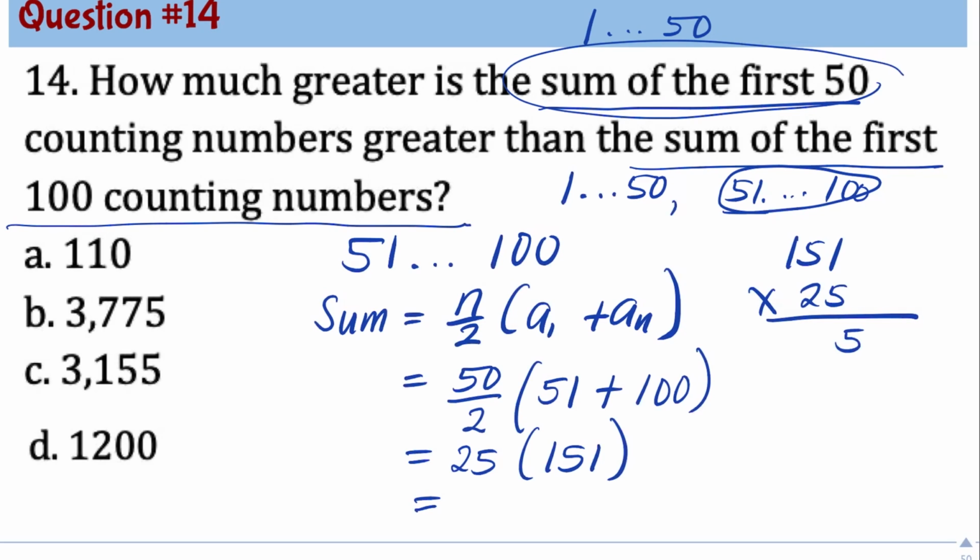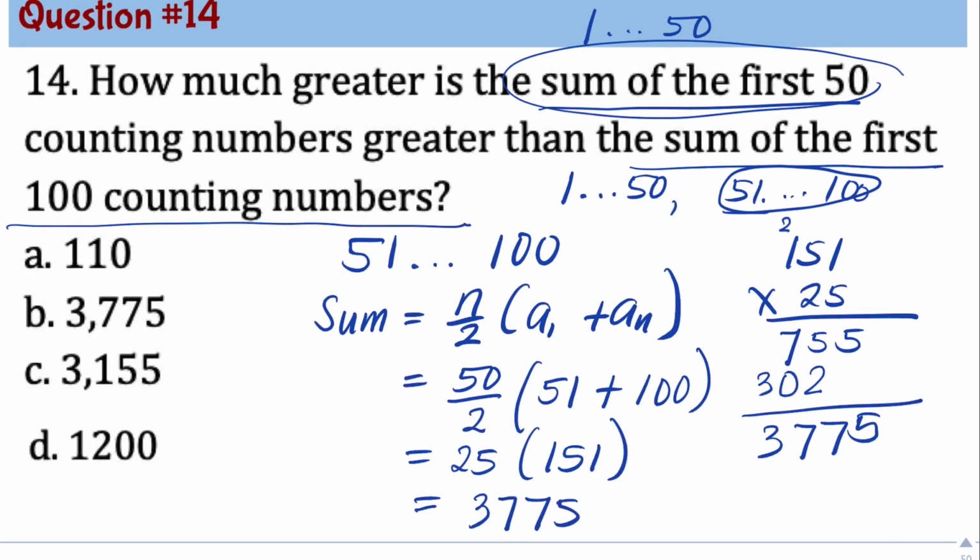So 5 times 1 is 5. 5 times 5 is 25. Carry 2. 5 times 1, 5 plus 2 is 7. Now we need to multiply with 2. 2 times 1 is 2. 2 times 5 is 10. Carry 1, so this will be 3. So the answer is 3775. So the sum of these numbers 51 to 100 is 3775. And that is letter B. So now make sure that you memorize the formula for the sum of an arithmetic sequence, n over 2, a sub 1 plus a sub n.